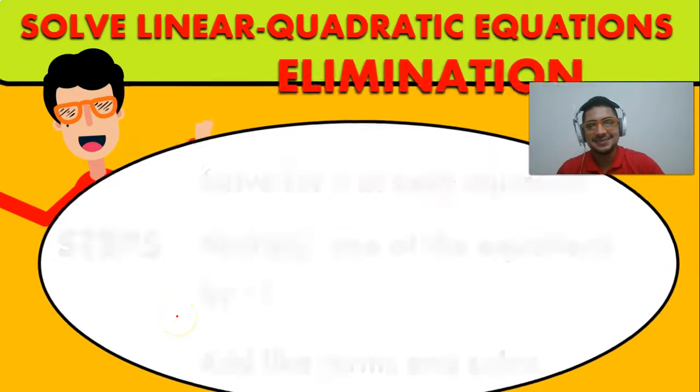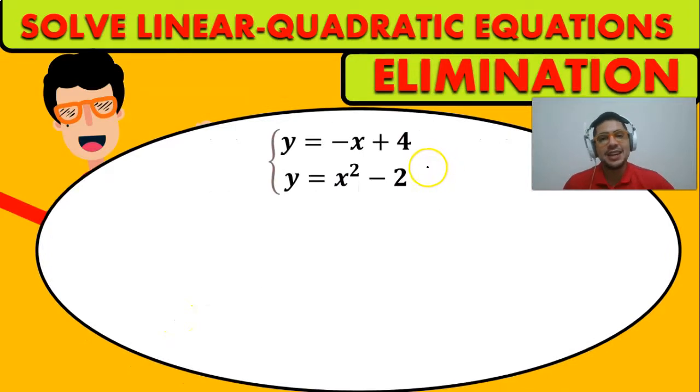Let's begin. The system of equations we're going to be seeing today, guys, is y equals minus x plus 4, which of course is going to be our linear equation, and y is equal to x squared minus 2, which is going to be our quadratic equation. It's pretty simple, guys. You just have to follow the steps if you want to solve this problem by elimination. The first step, as you remember, is solving for y. But in this case, both equations have y isolated already. y is equal to minus x plus 4 and y is equal to x squared minus 2. So you don't have to do anything in that first step.